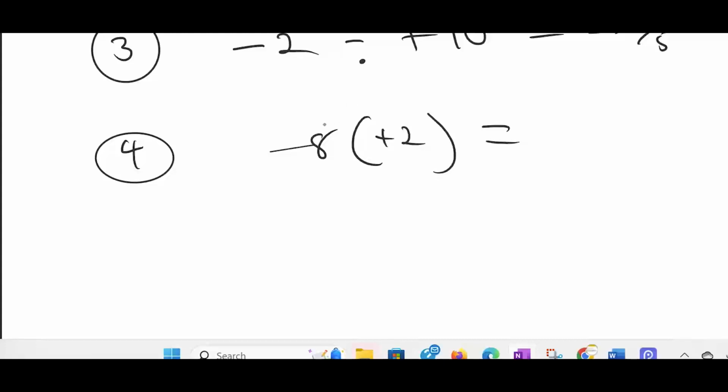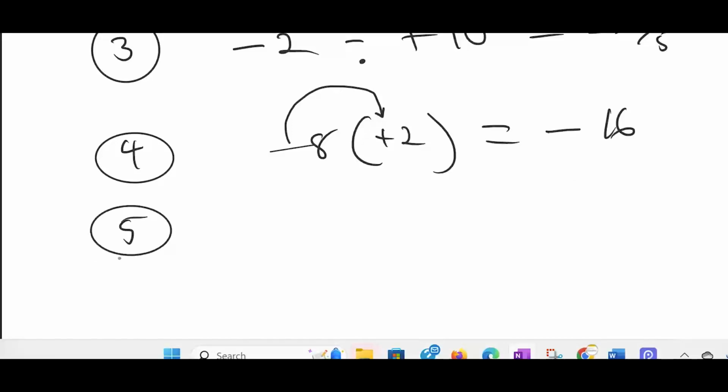In this case, I have to combine negative and positive signs together. You know that two different signs combine together to become negative. Then I'm going to have 8 multiplied by 2. That gives 16. So the final answer here will be negative 16.